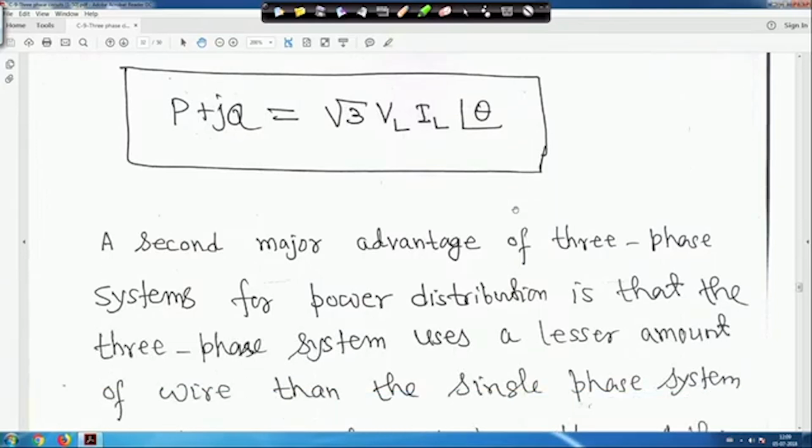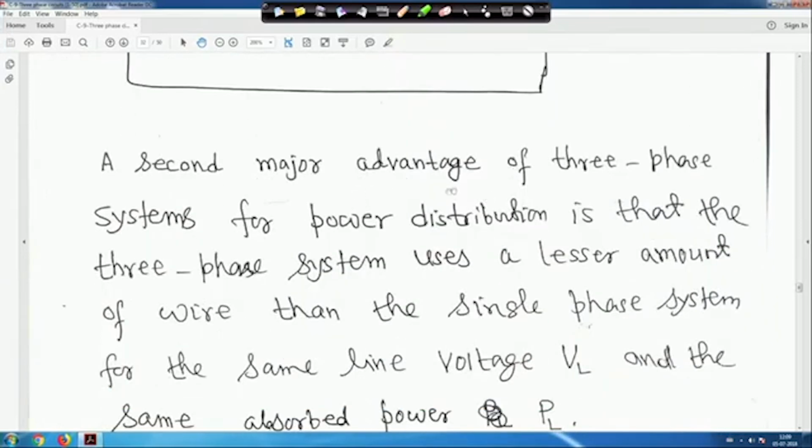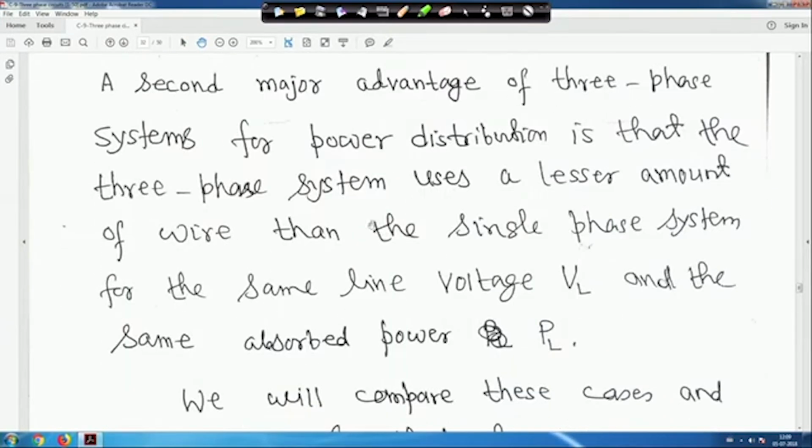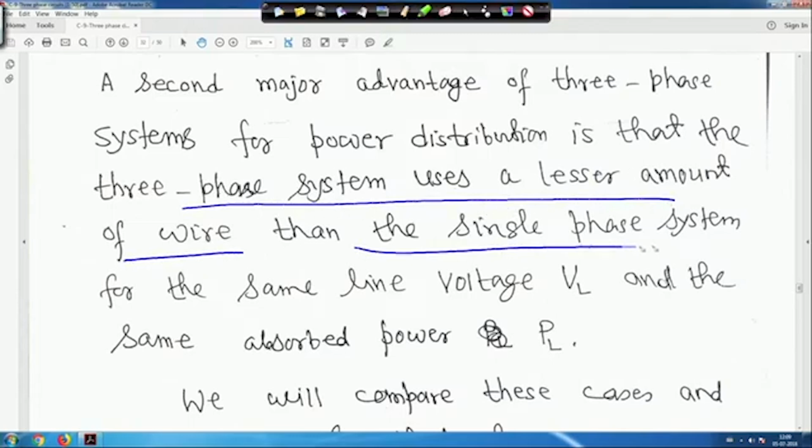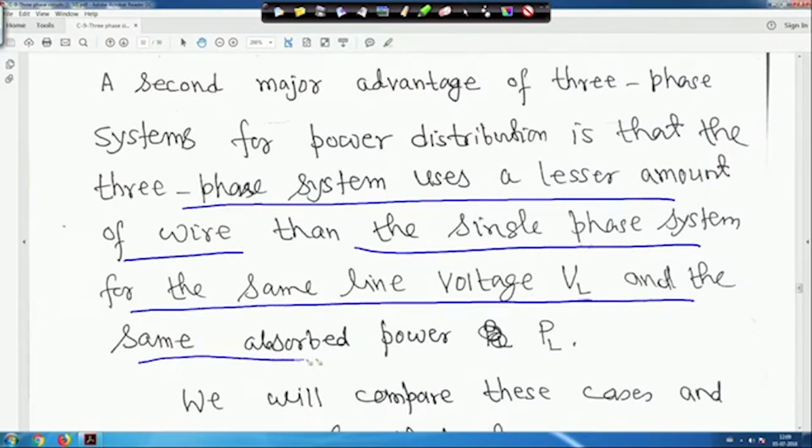So now another thing is that a second major advantage of 3-phase systems for power distribution is that the 3-phase system uses a lesser amount of wire. So the 3-phase system uses a lesser amount of wire than the single phase system for the same line voltage VL and the same absorbed power PL, right. So this is another major advantage.